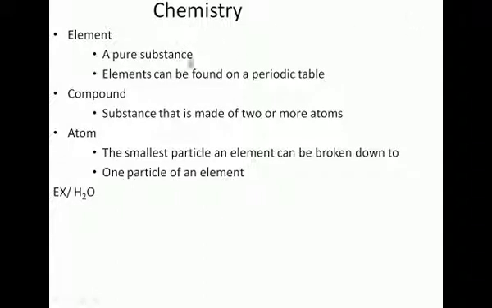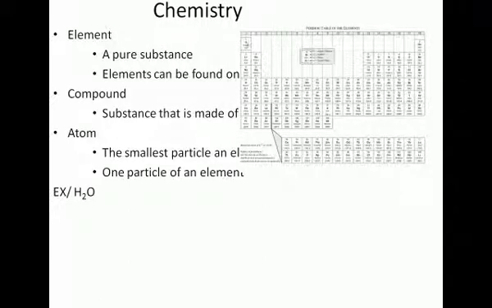So let's start. The first definition that we have is element. What is an element? It is a pure substance. An element can be found on the periodic table. You may have seen a periodic table. They look like this. So here's a periodic table. It has all of the elements on it. These are all things that cannot be broken down any further and still maintain their properties. So there are many elements on here.